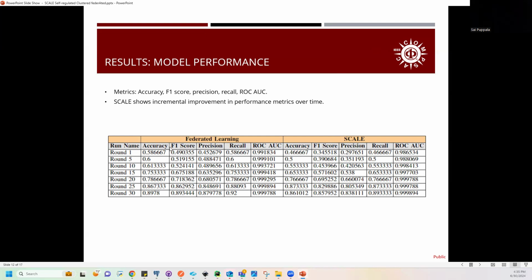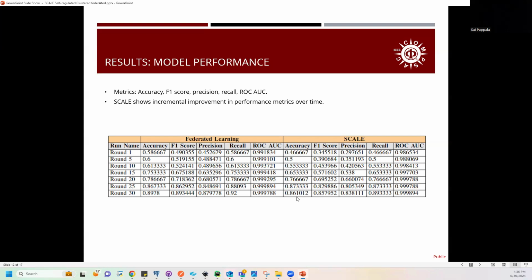These are the accuracies: F1 score, precision, recall, ROC, AUC. I have laid down from round 1 to round 30; there are 30 rounds which are being performed. In round 1, we got the accuracy of 58%, and the accuracy of scale is 46%. If you look at round 30, the overall accuracy for federated learning is 89, and scale paper accuracy is 86.